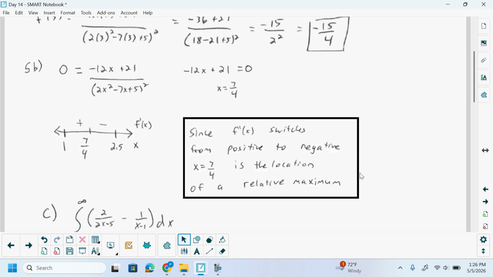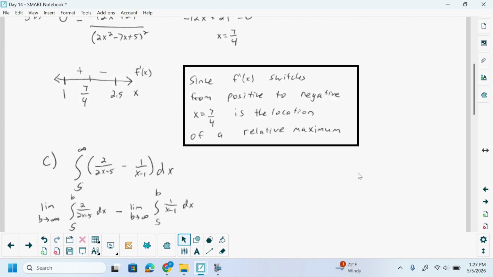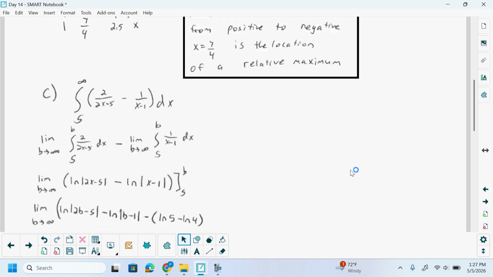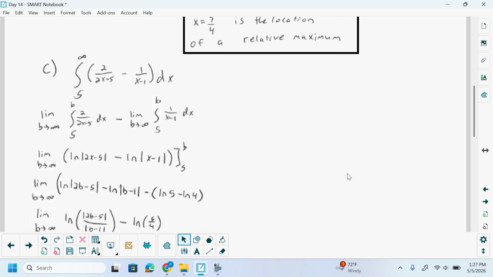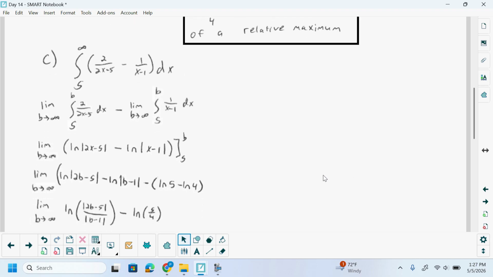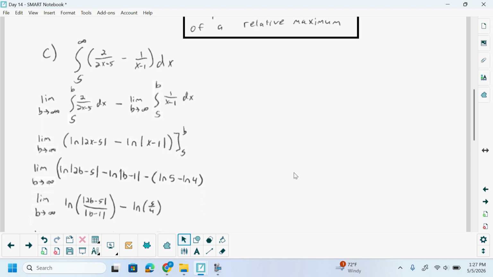In the next one, they gave us how it split up into partial fractions. Then we had to do our improper integral. When we do this, that first one, it's technically a u substitution.